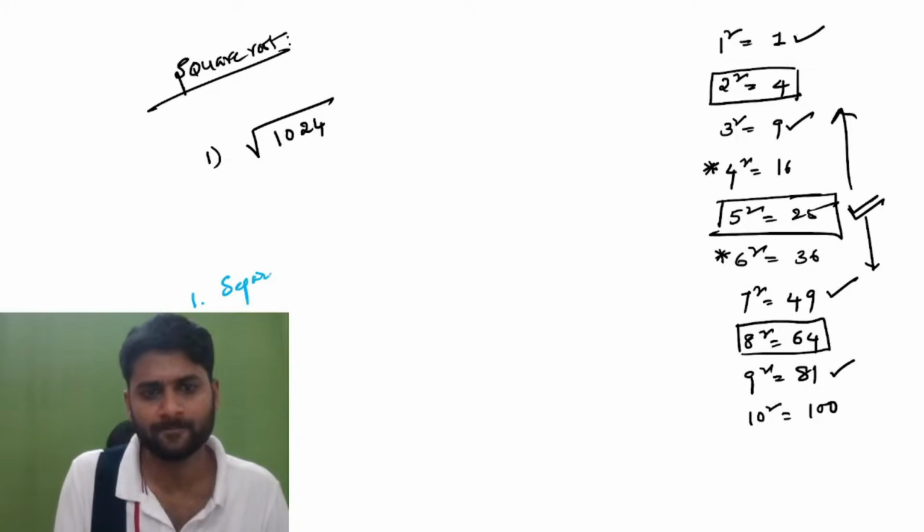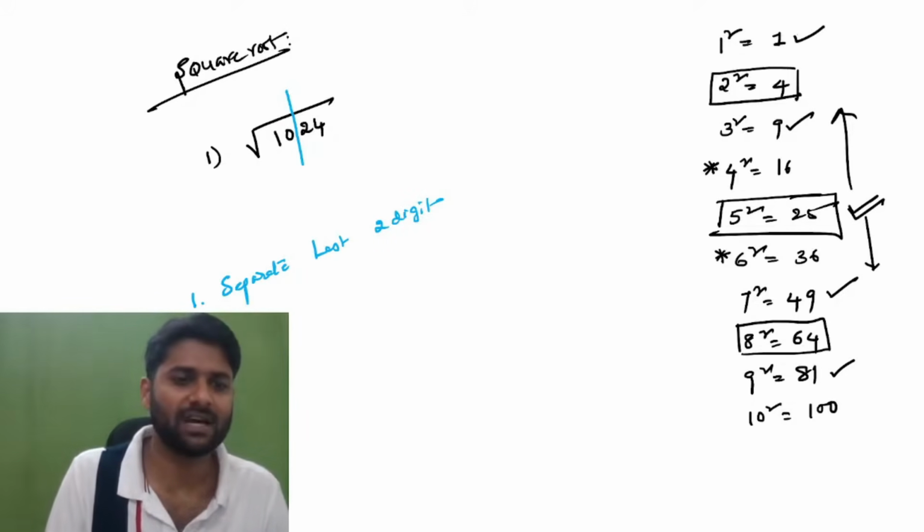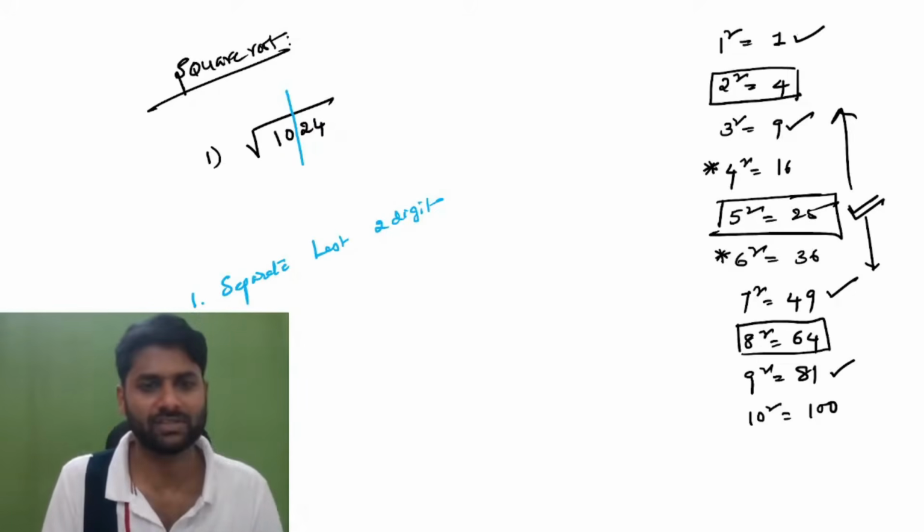Separate last two digits. Step number 1 is we have to separate the last two digits. In 1024, the last two digits are 24.